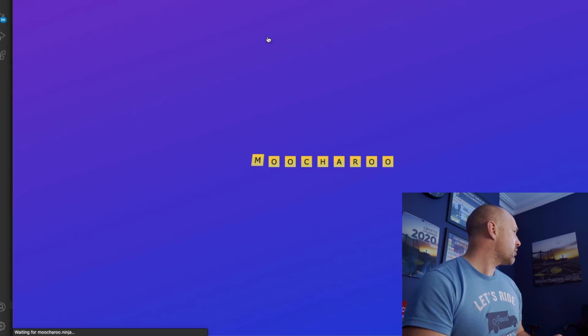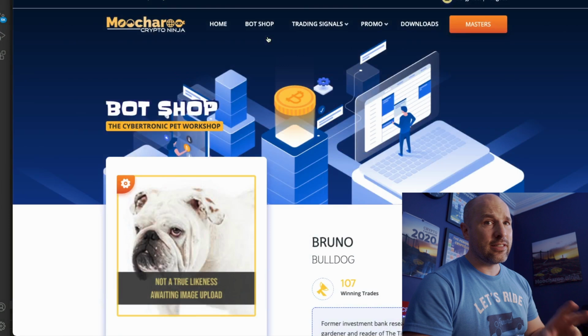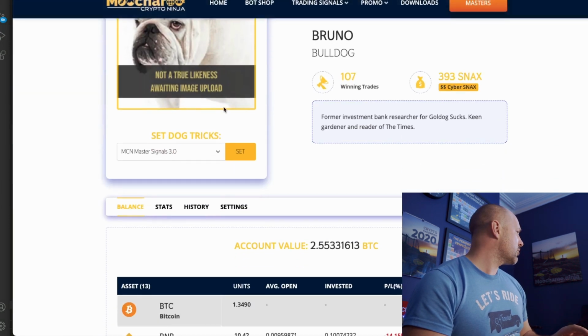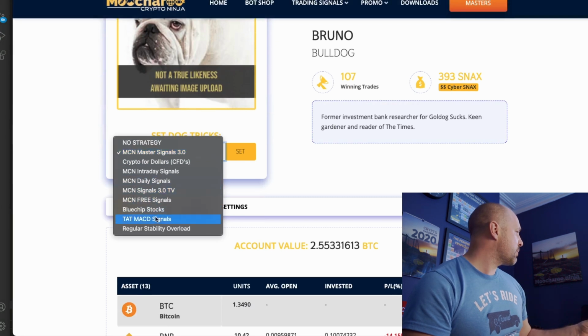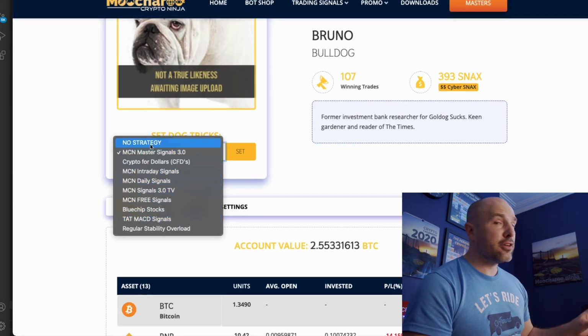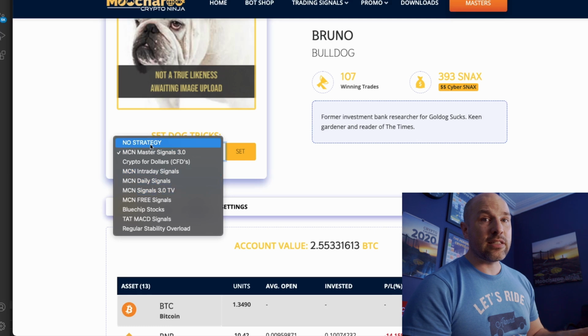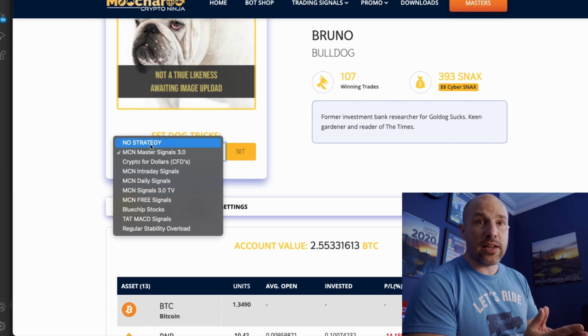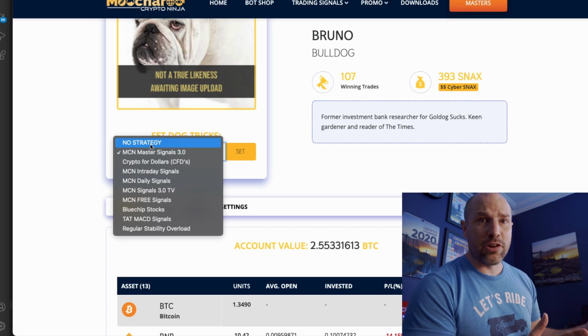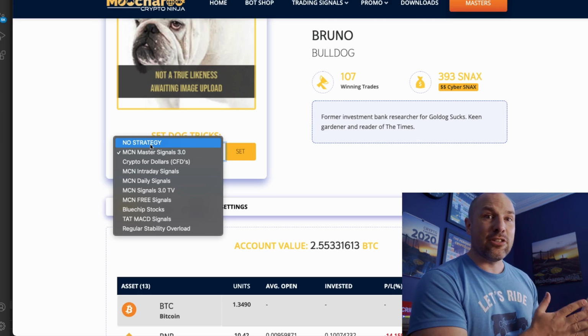Right here, you can go to the bot shop. It's so easy to change. All you got to do is come here. I'm on master signals, obviously, and you can just pick any strategy that you want. If you pick no strategy, that means that your bot will not receive any signals whatsoever. So if, like, over the last few weeks where the market's been pretty rough, you might have wanted to set that to no strategy, that could have been an option.